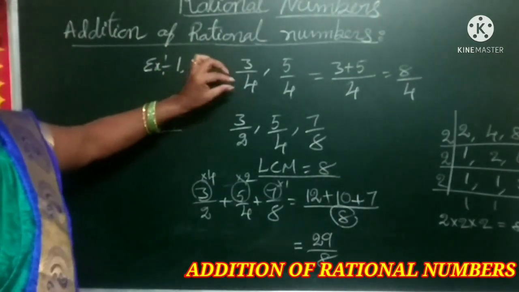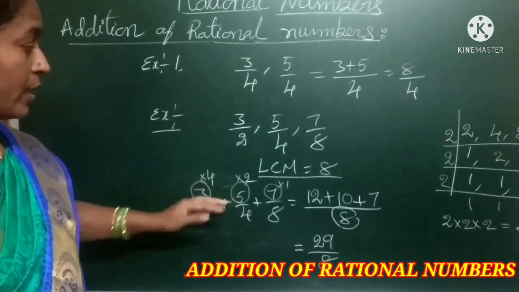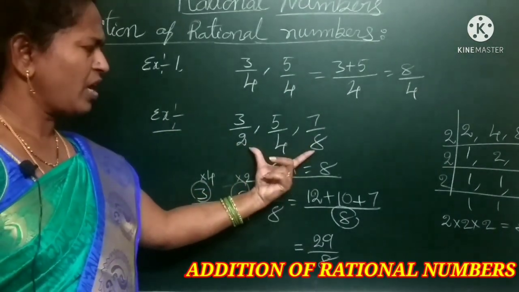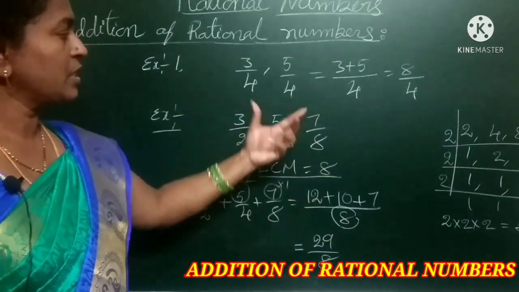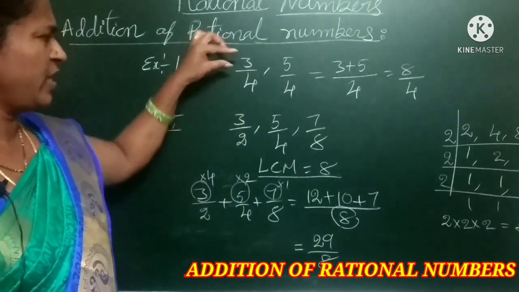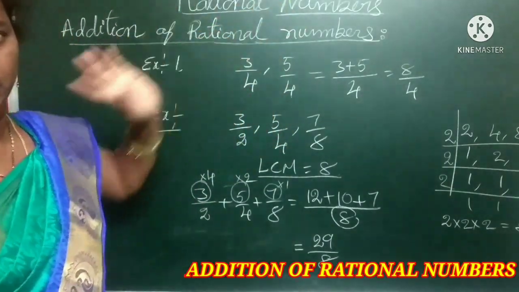One type is same denominator and another type is different denominator. Different denominators means find their LCM, but for the same denominator directly add their numerators, right? Okay.